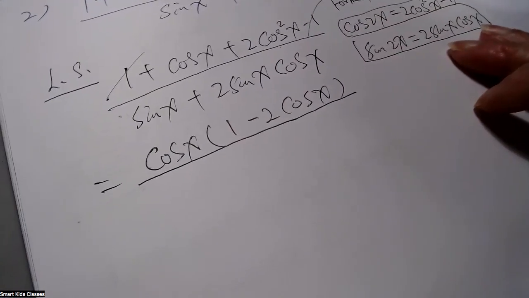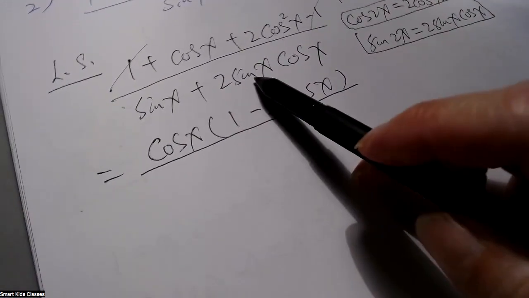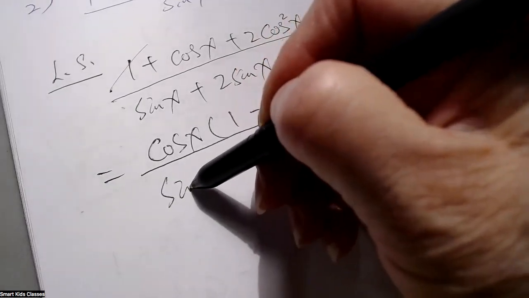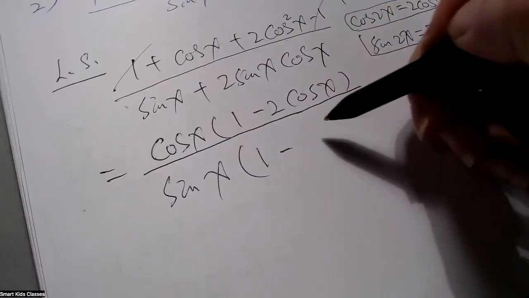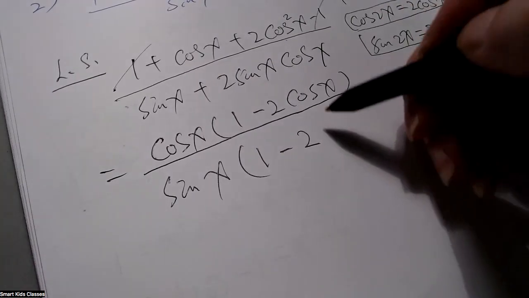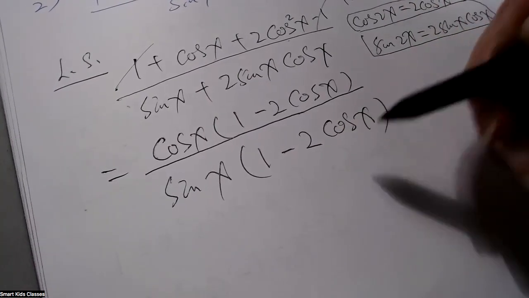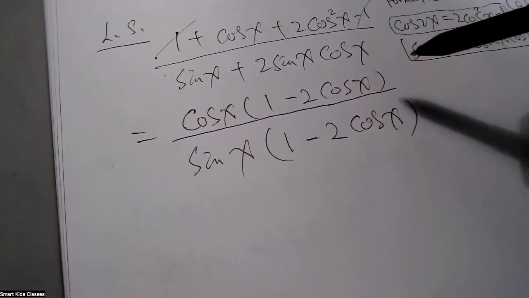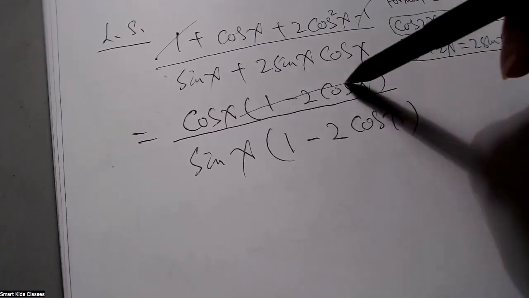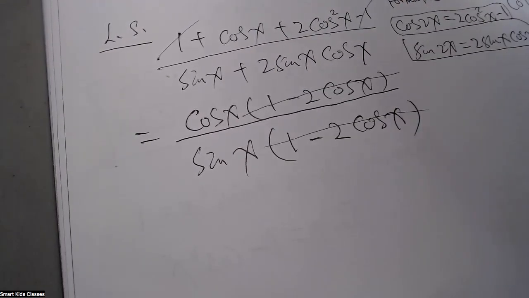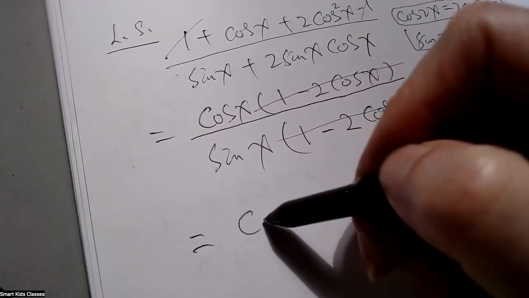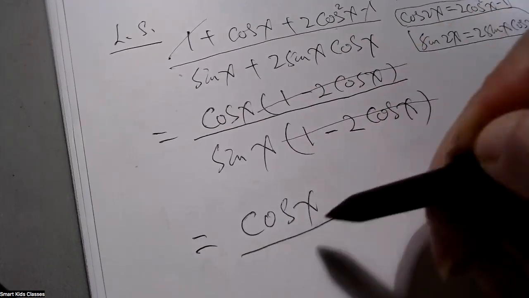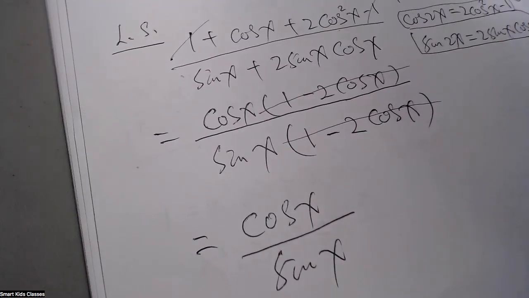Now for the denominator, I'm going to factor sine x. So I have a 1 minus 2 cosine x. Now from here, you see these two like terms, they are in multiplication. You can cancel them. So after you cancel, you are only left with cosine x and sine x.